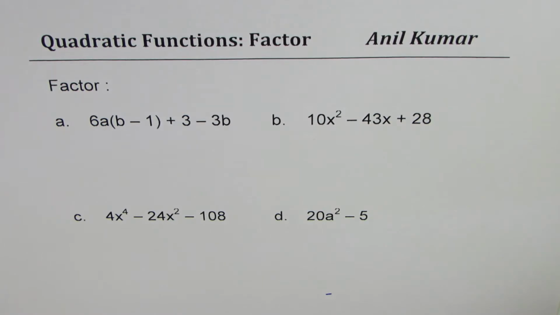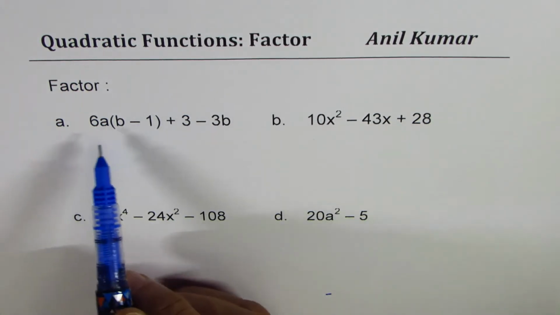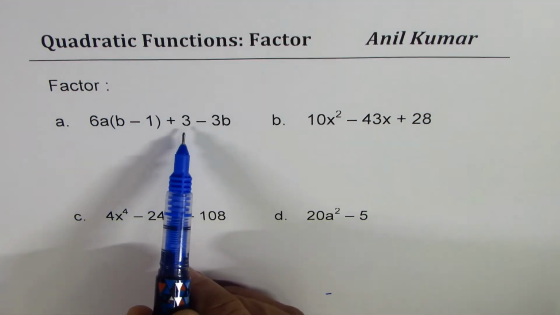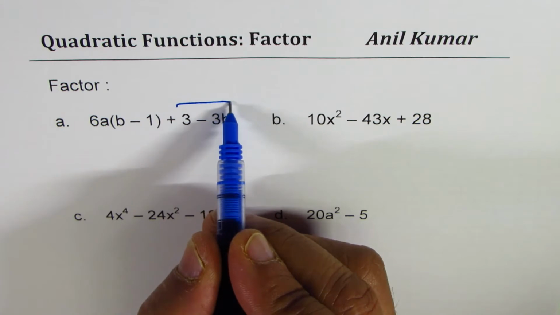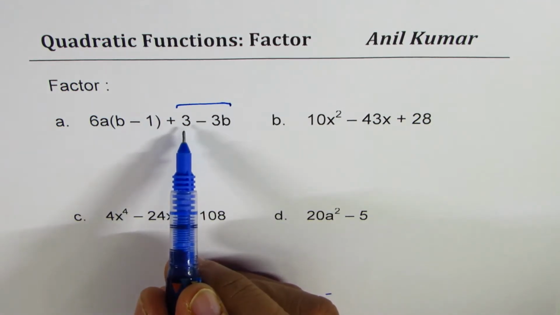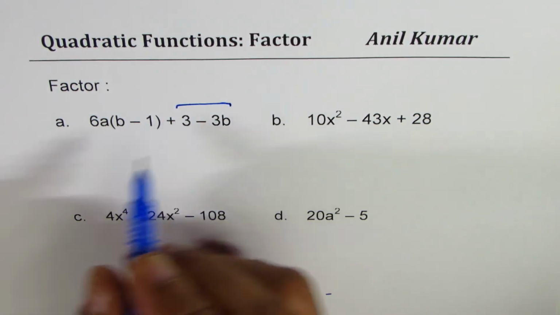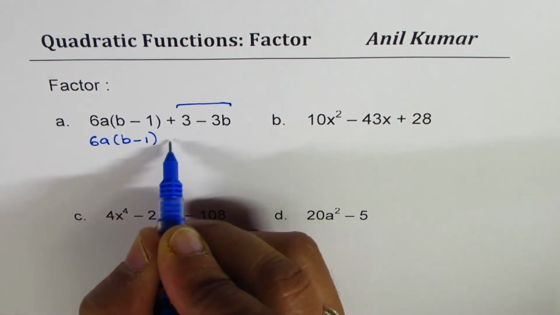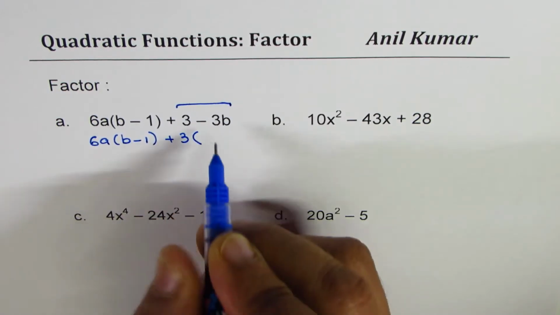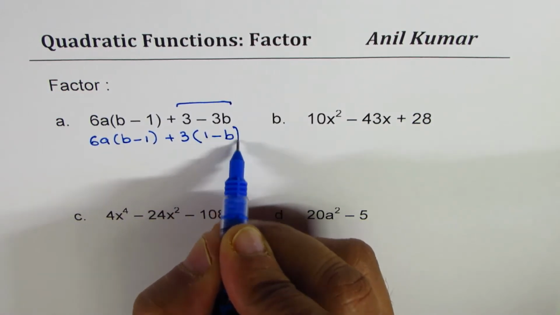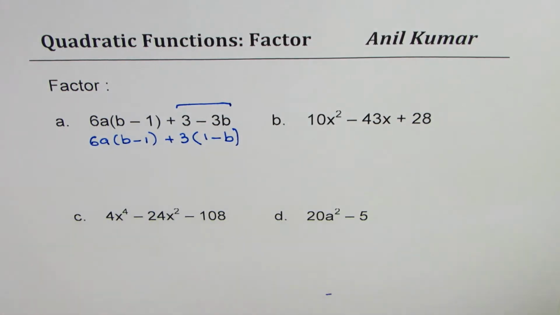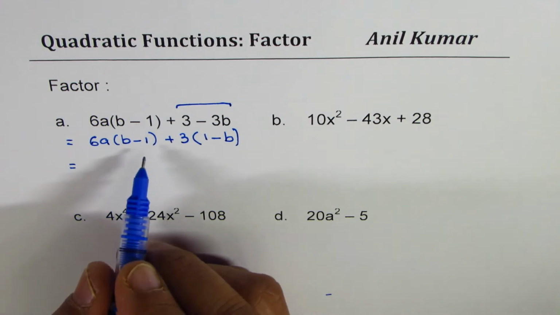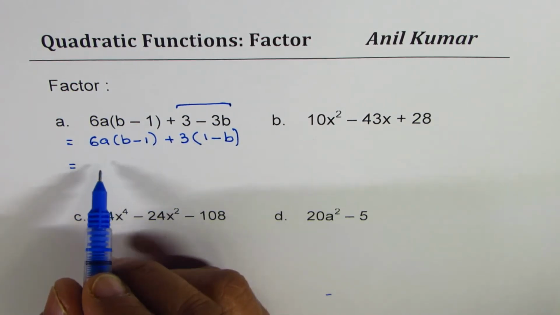Let's begin with the first one, which is 6a times (b minus 1). So the factor here is b minus 1. The other two could be combined, right? And if I take 3 as a common factor, what do I get? We get 6a, we are given b minus 1. If I take 3 as a common factor, I get 1 minus b. So I don't really get b minus 1, and that is why sometimes students may get confused. What should we do about this one?